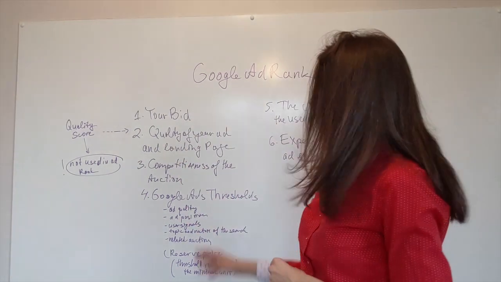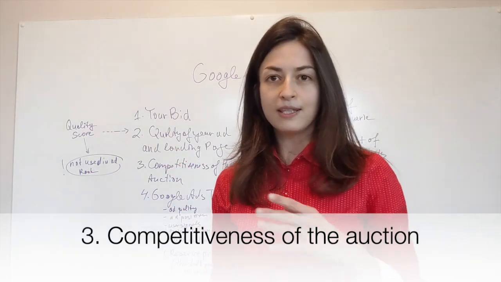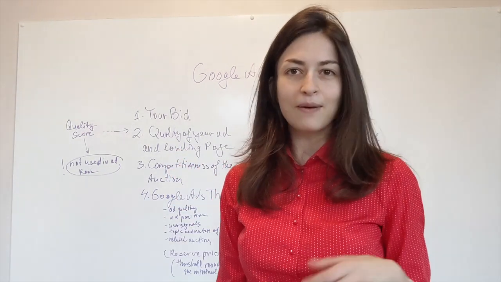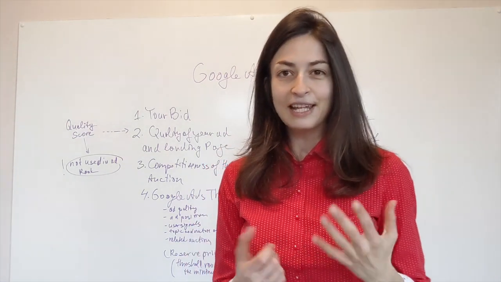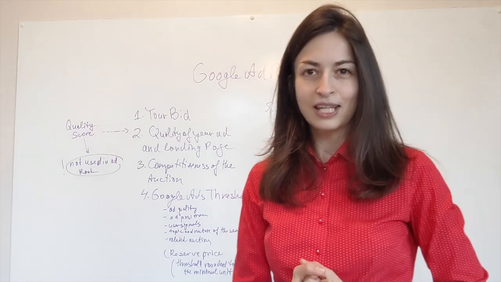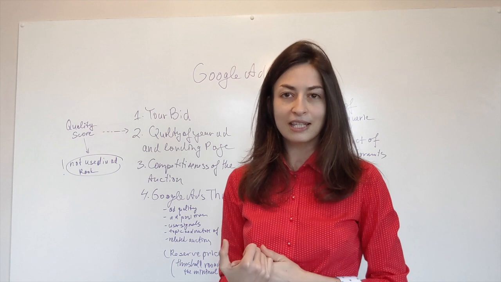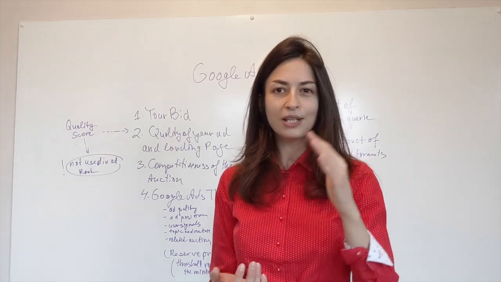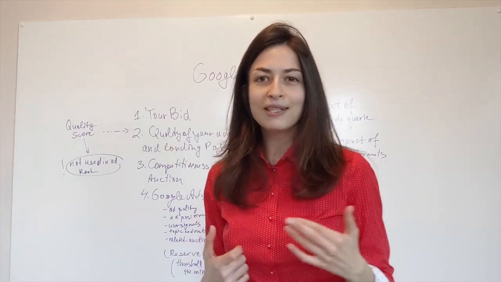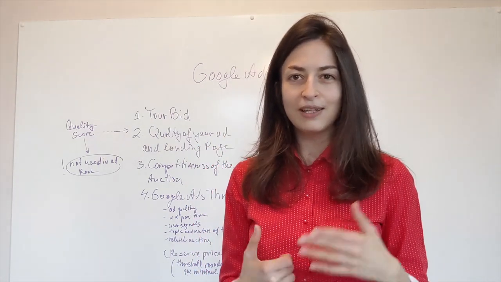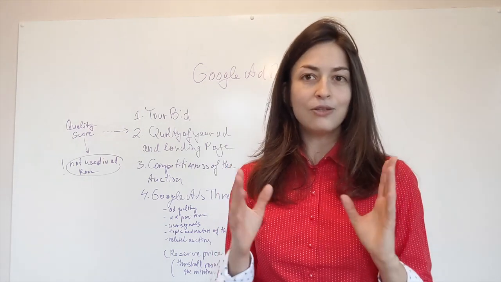Number 3, competitiveness of the auction. When we talk about competitiveness, it means how many other advertisers are bidding on the same or similar keywords and want to participate in this auction. You can find this in the Google Ads user interface. You can check auction insights, and you will see the websites of all your other, let's say, competitors or businesses which are also bidding on similar keywords. You overlap in auctions quite often, and you can research them.